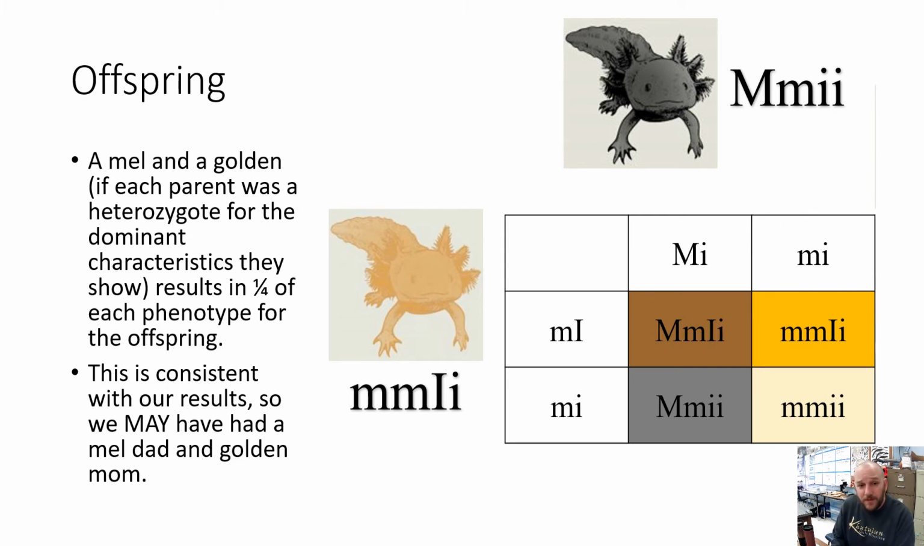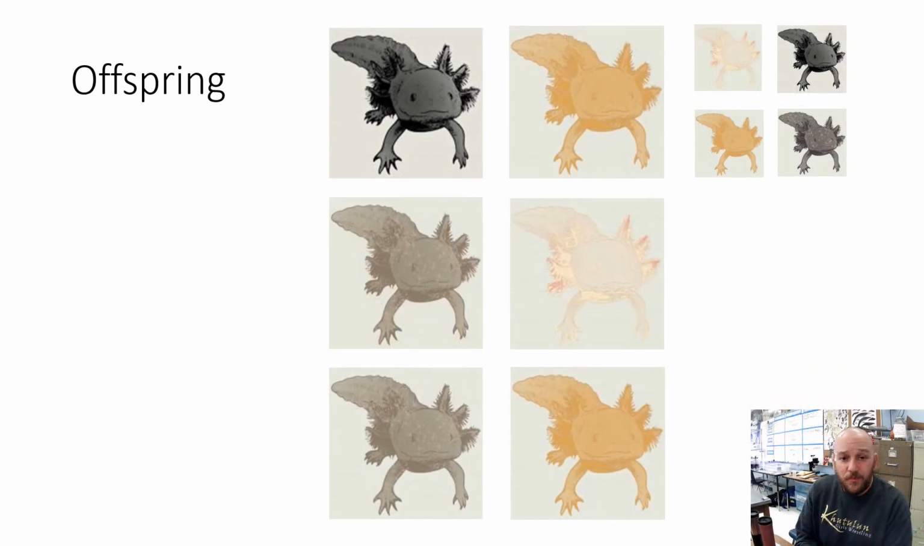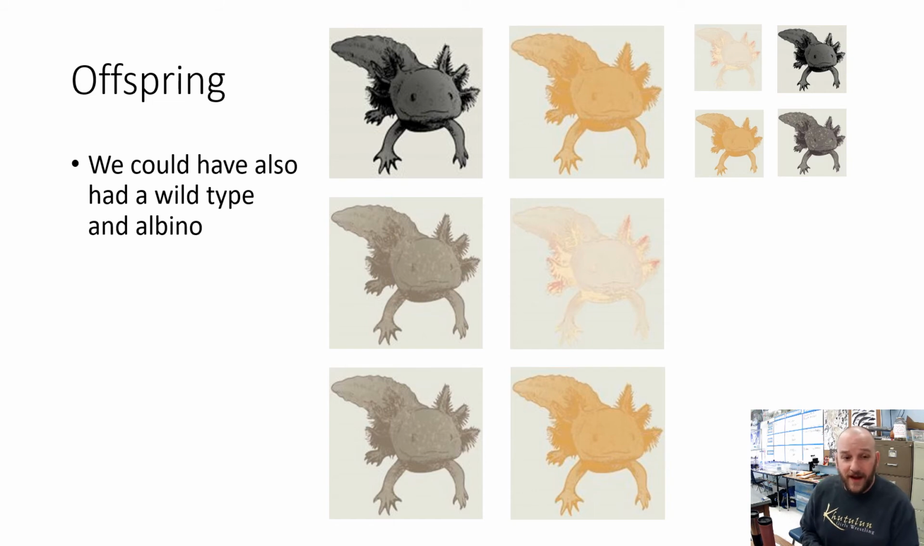So these could be the parents. This could be what we have, a melanistic parent and an albino parent, resulting in equal numbers of those different offspring. We have to look at the other crosses too to see if they work as well. We could have had a wild type and an albino. So let's see what we would have had there.